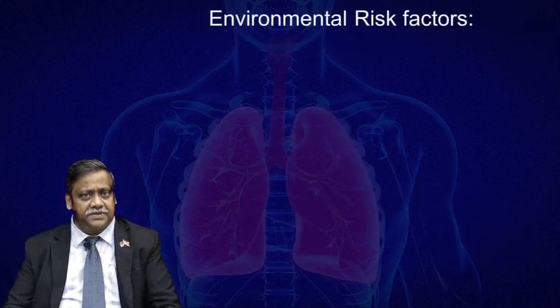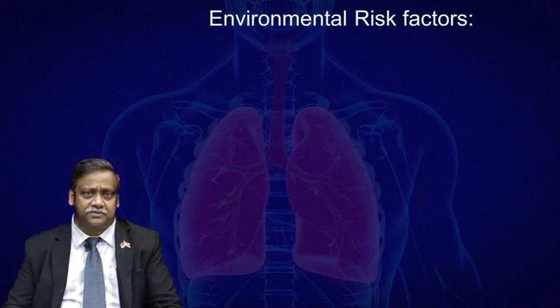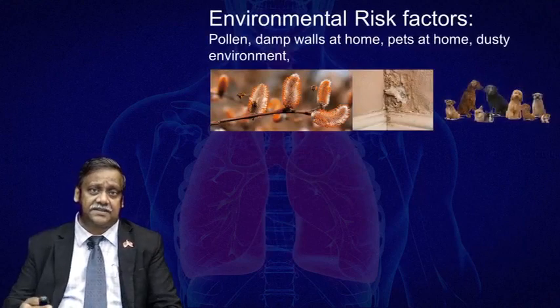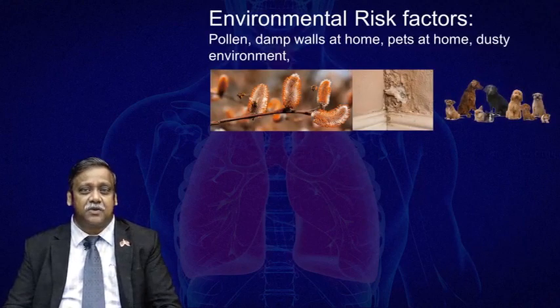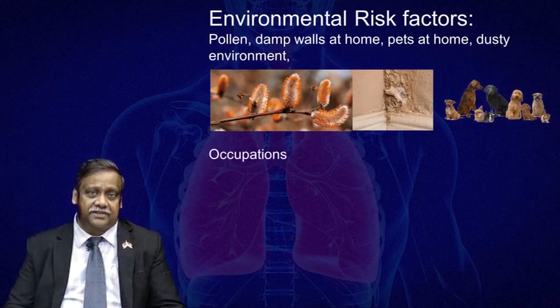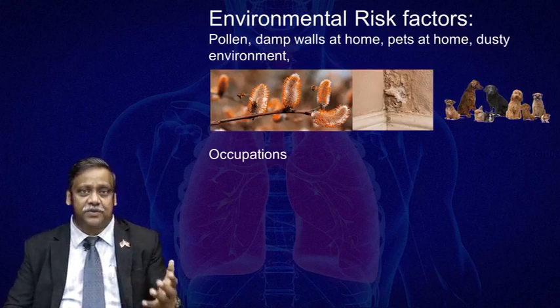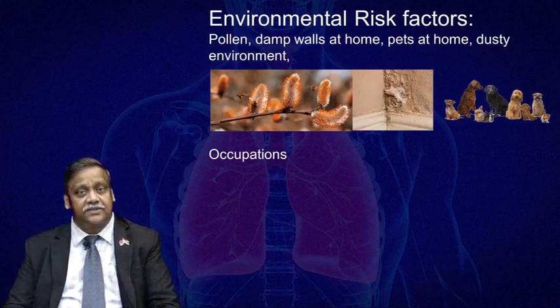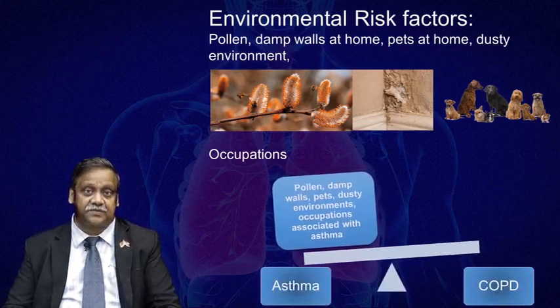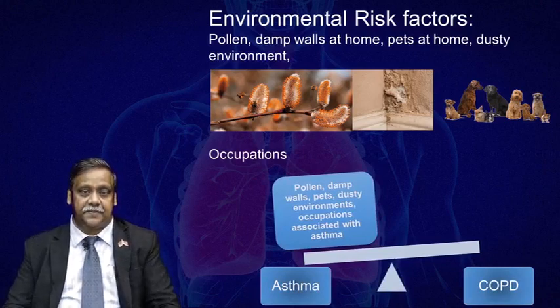Do your symptoms get worse when you're exposed to pollen grains, or do you have damp walls at home? Do you have pets such as cats at home? Is your house very dusty? What kind of occupation are you associated with? Certain occupations are very strongly associated with asthma. For example, bakery workers, soldering, welding. So if the answer to any of these environmental risk factors is yes, then we know that the patient is more likely to have asthma than an underlying COPD.